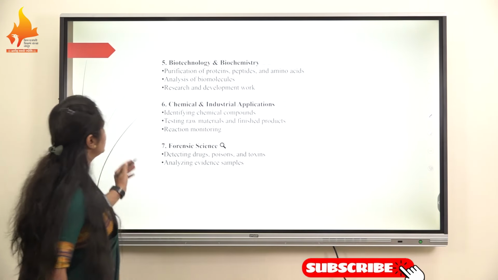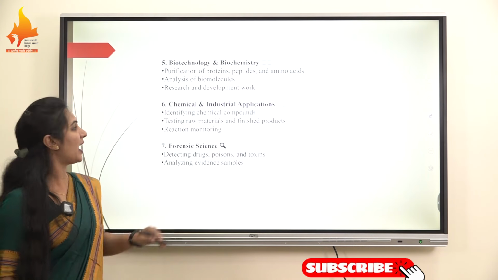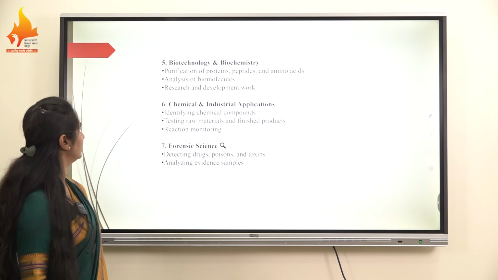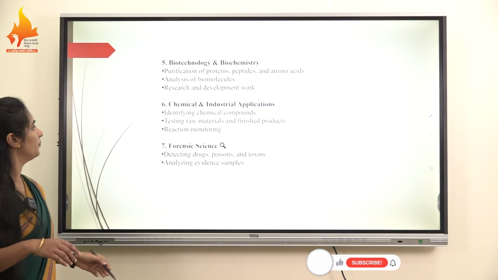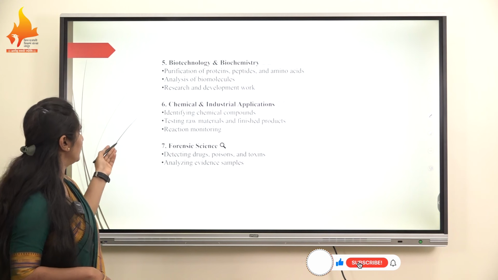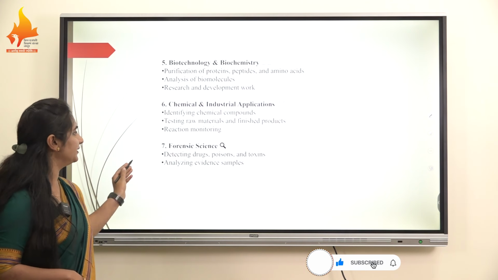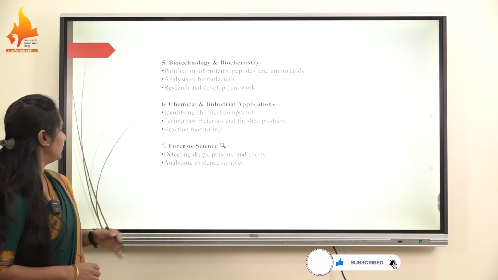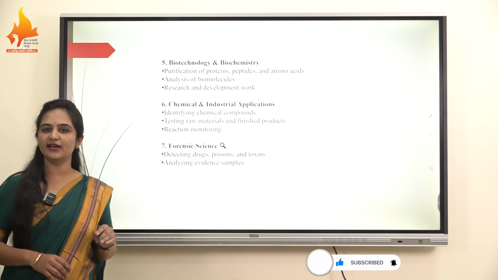HPLC also plays an important role in the biotechnology and biochemistry fields, and is important in chemical and industrial applications. It is also used in forensic science for detecting drugs, poisons, and toxins and analyzing evidence samples.